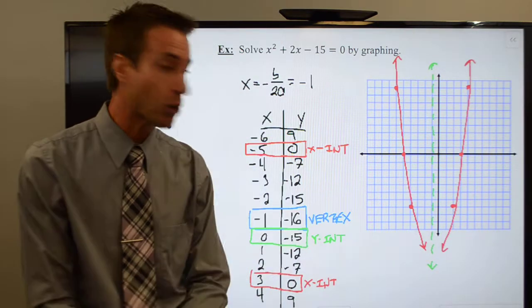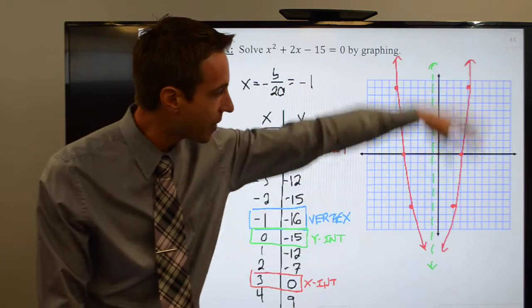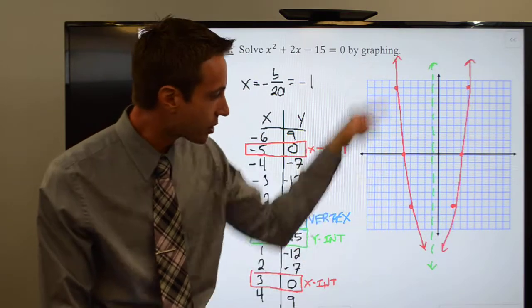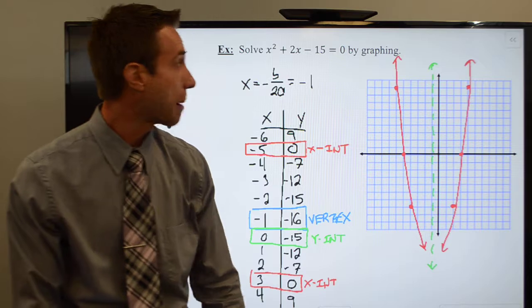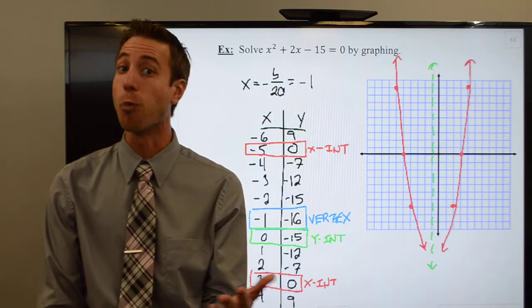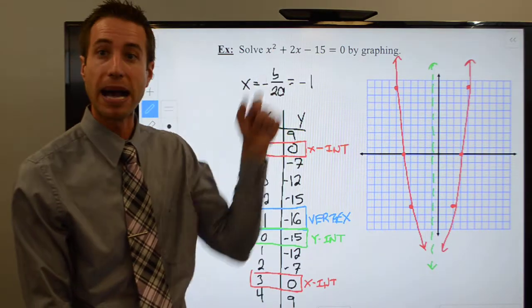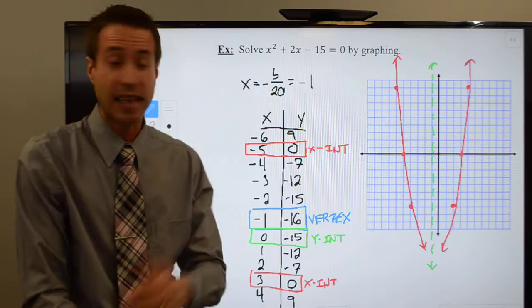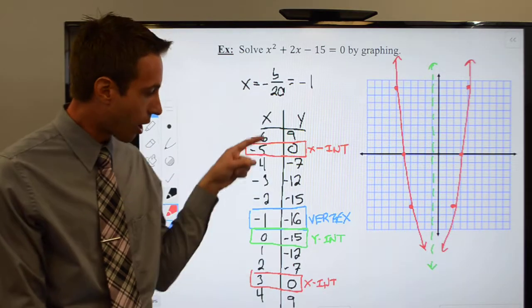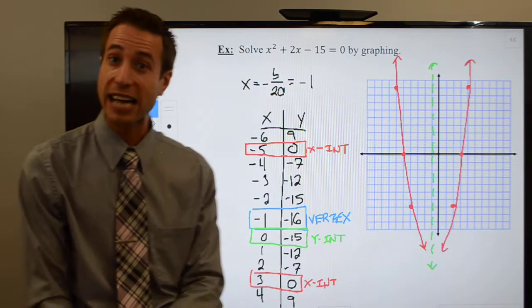But anyway, that's what the graph would look like. I just plot the points that fit, connect the dots, and you can start to see that parabola. Again, it makes perfect sense that it opens up because my A is positive, and that means that it would open up. I've got all of my information right here that I would ask you for.